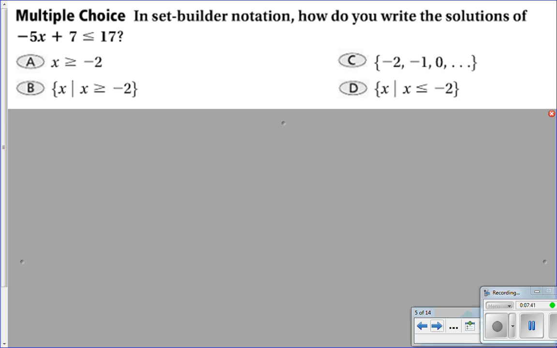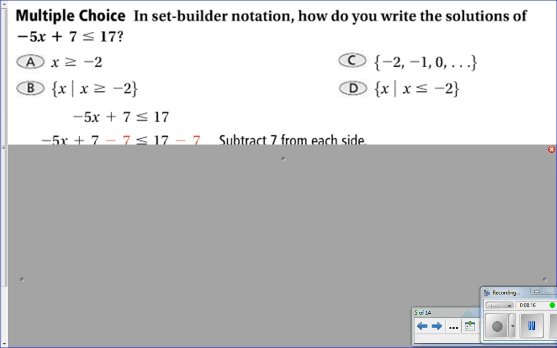So now let's look at this question. It says multiple choice. In set builder notation, how do you write the solutions? Notice solutions, there's more than one. Solutions of the inequality negative 5x plus 7 is less than or equal to 17. It gives me the options: x is greater than or equal to negative 2; the set of all real numbers x such that x is greater than or equal to negative 2; negative 2, negative 1, 0, 1, 2; or the set of real numbers x such that x is less than or equal to negative 2.